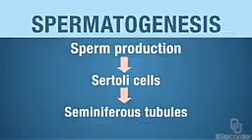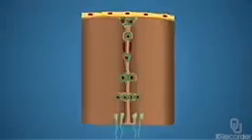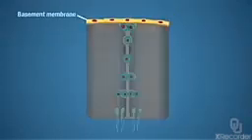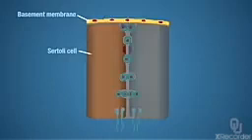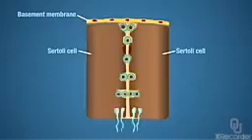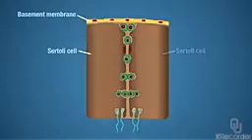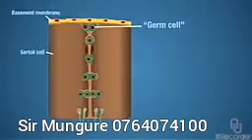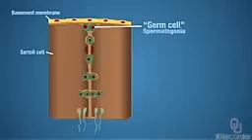Now, spermatogenesis. Spermatogenesis is the process of sperm formation, sperm production. Remember that there are components which allow sperm formation. There are Sertoli cells and seminiferous tubules, which are found in the testes. The sperm form between Sertoli cells on the basement membrane, and the function of these cells is to nourish the sperm during spermatogenesis.